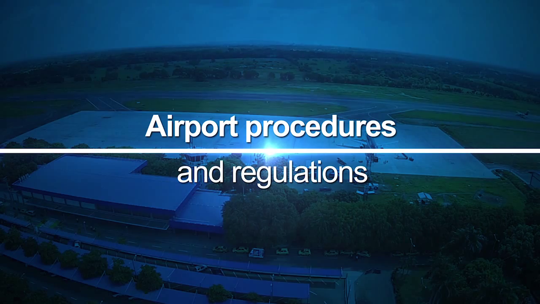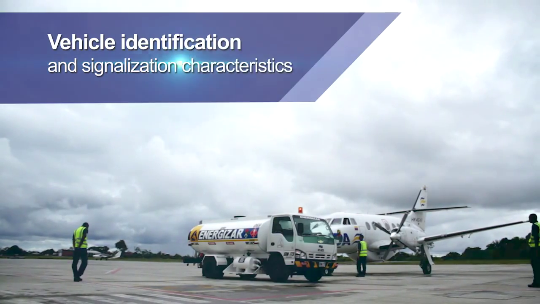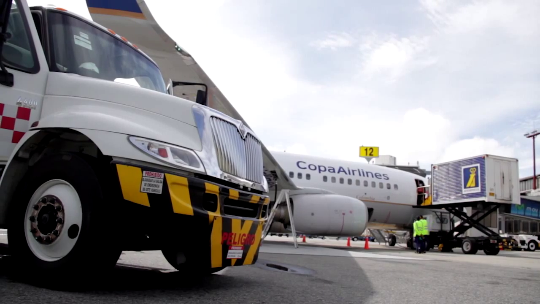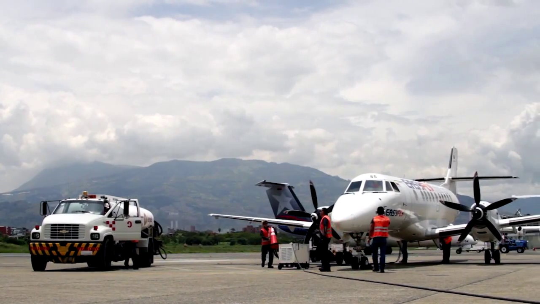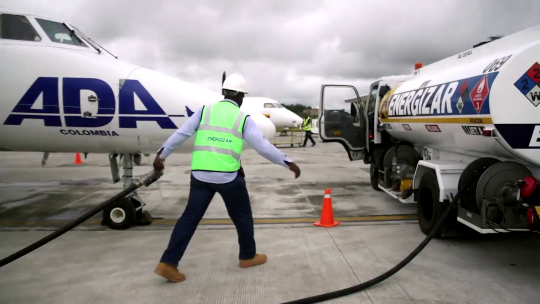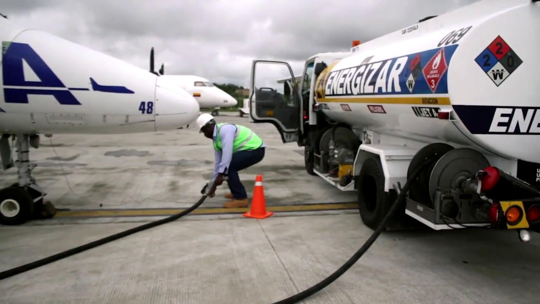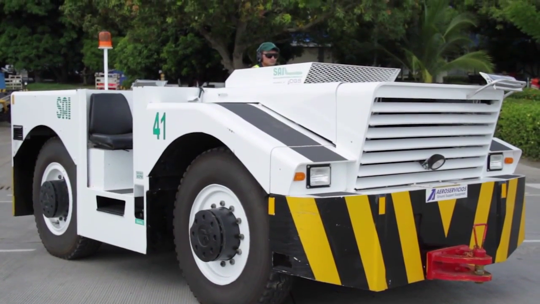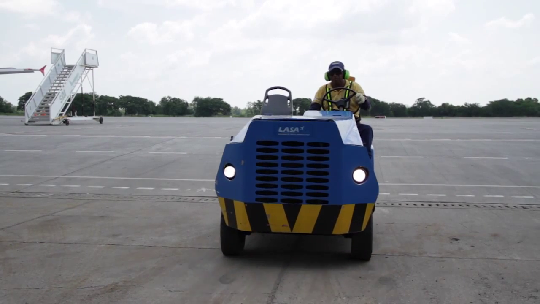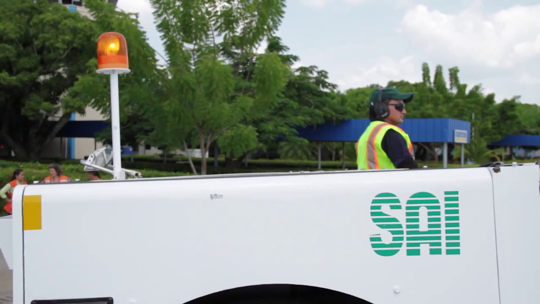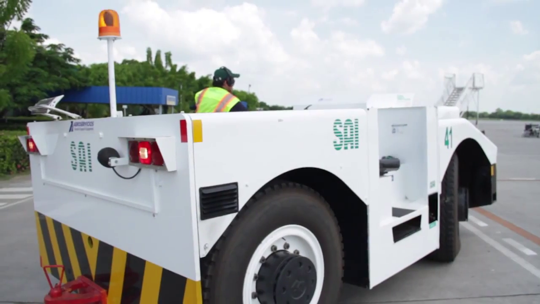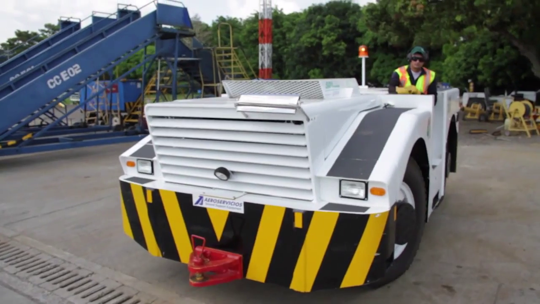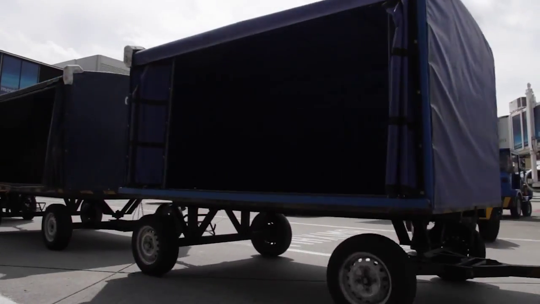Airport procedures and regulations. Vehicle identification and signalization characteristics. Every aircraft and supply equipment must have an appropriate and conveniently located fire extinguishing system. No matter the time, the flashing lights must always be on. All the vehicles must be identified with the company brand and colors, the register number, and the flashing lights. The bumper must have black and yellow lines on it, and it is also necessary having an audible driver signal. Trailer trains may not exceed 3 wagons.